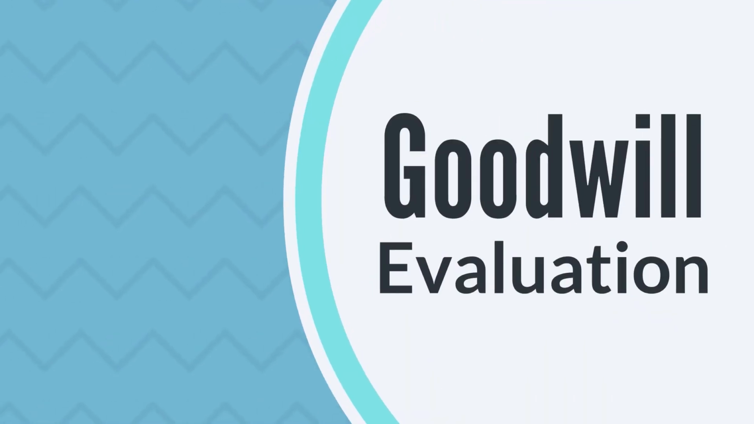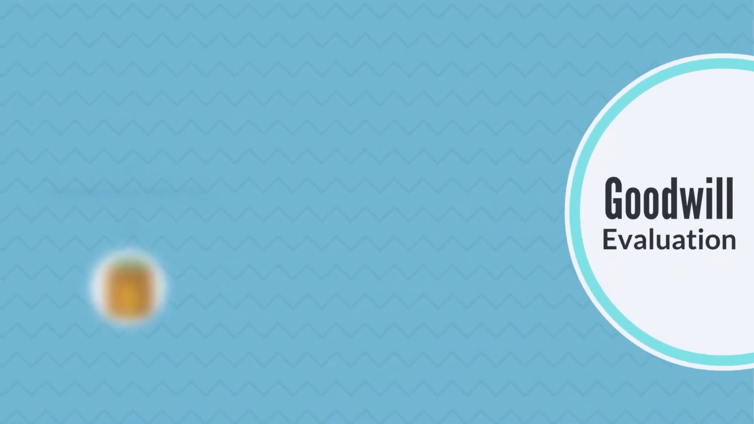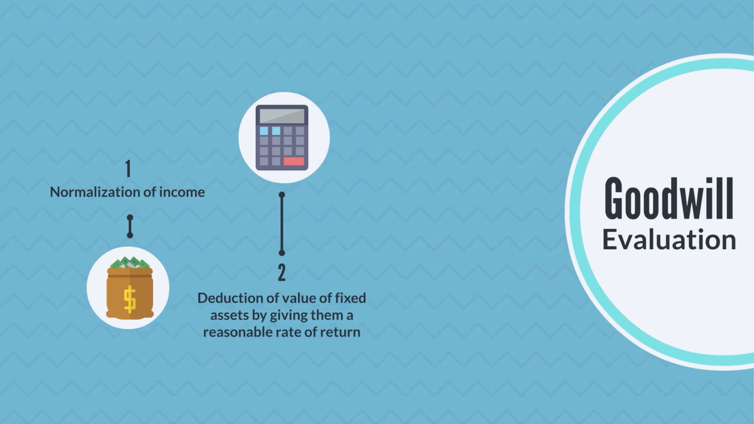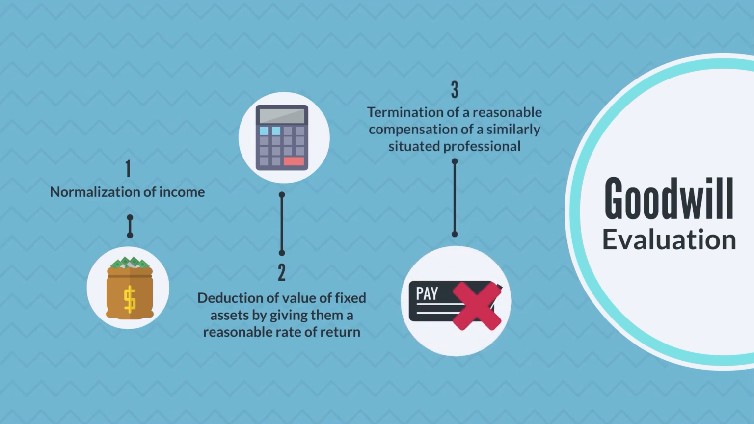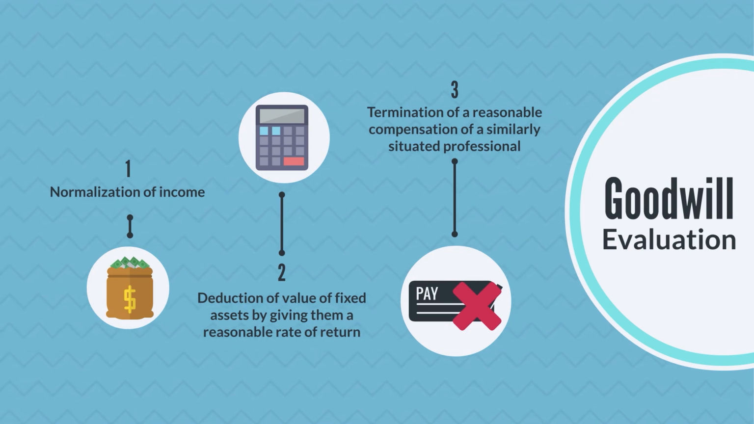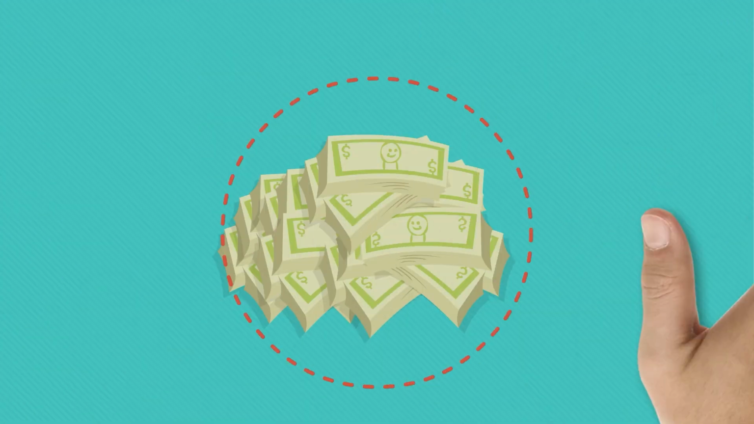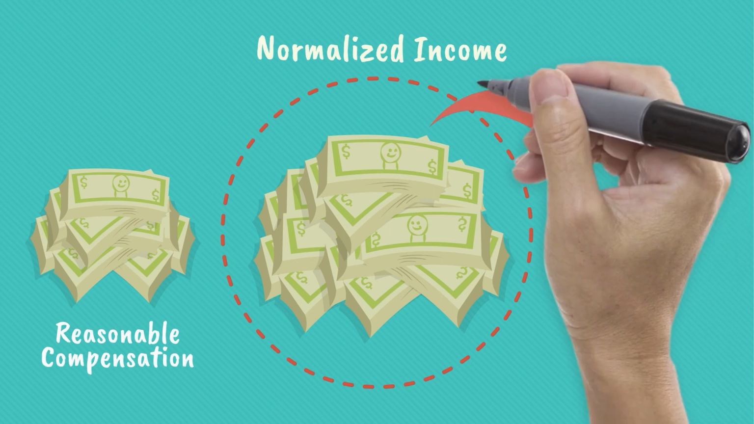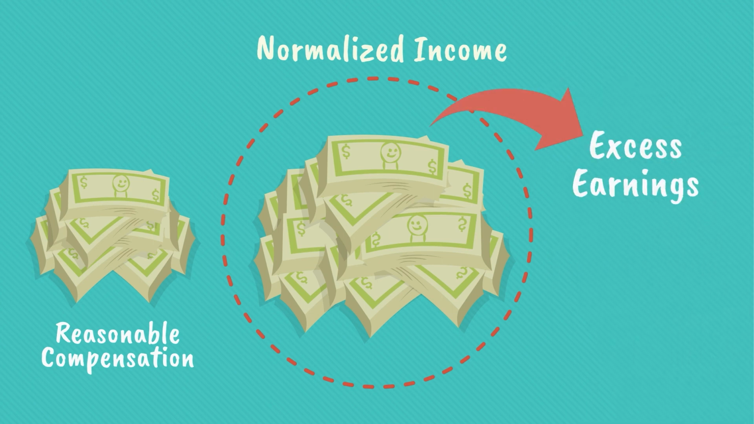Goodwill valuation is complicated. This is the reality. Here are some of the steps. 1. Normalization of income. 2. Deduction of value of fixed assets by giving them a reasonable rate of return. And 3. Determination of reasonable compensation of similarly situated professionals. If the normalized income is greater than reasonable compensation, there is excess earnings. The excess earnings are then capitalized to come up with a goodwill value.